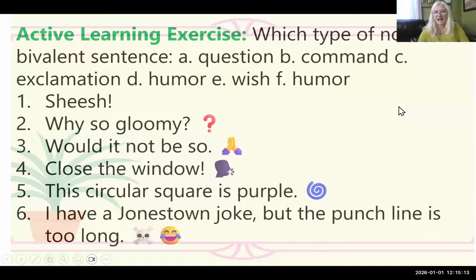Okay, so now I want you to match question, command, exclamation, humor, wish, or meaninglessness. Which type of non-bivalent sentence is each one of these? Okay. Number one, sheesh. Two, why so gloomy? Three, would it not be so? Four, close the window. Five, the circular square is purple. And six, I have a Jonestown joke, but the punchline is too long.